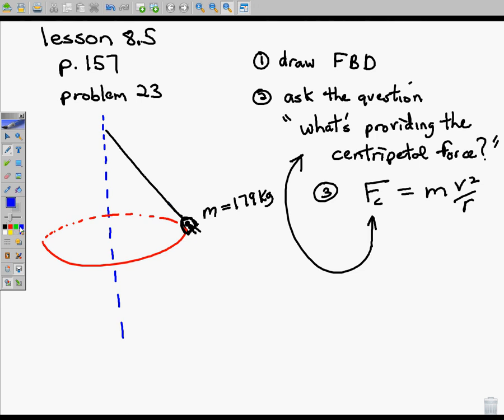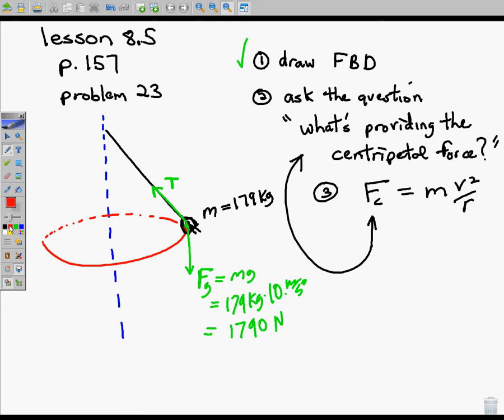If you draw a free body diagram of the object at that particular location, there's only two forces acting on it. The weight of that whole object, which is m times g, which is 179 kilograms times 10 meters per second squared. So that's going to be 1,790 newtons. So the weight force, and the only other force acting on it is the tension force. So job 1, we drew a free body diagram. Job 2, ask the question, what's providing the centripetal force?